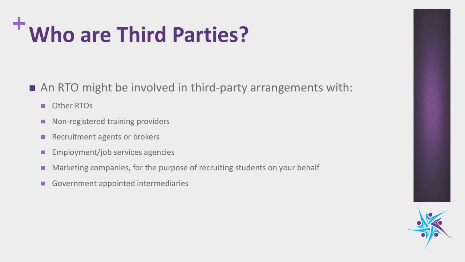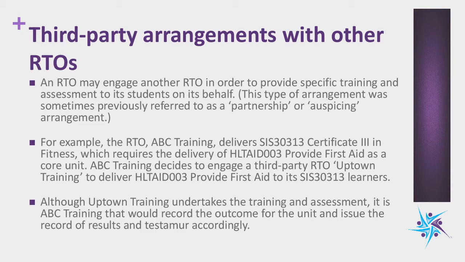So who are third parties? An RTO may be involved in third-party arrangements with another RTO, with non-registered training providers. It could be with recruitment agents or brokers, so people who are recruiting students on behalf of the RTO, employment job service agencies, marketing companies for the purpose of recruiting students on your behalf, and government-appointed intermediaries. So we're going to go into this a bit further.